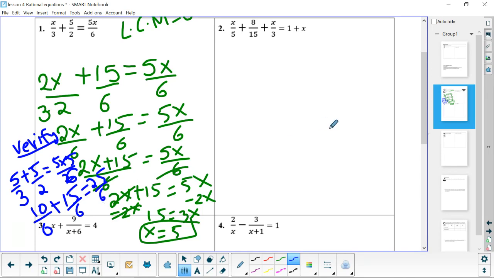Let's do question number 2 now. In question number 2, on the left side of the equal to sign, we have three rational expressions. We're going to combine them into one rational expression. To do that, we have to find the LCM. The LCM of 5, 15, and 3 is 15.